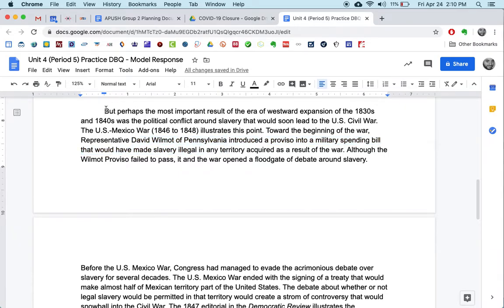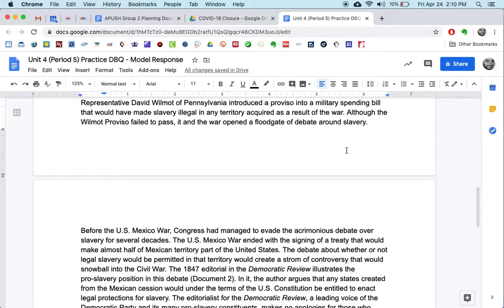Perhaps the most important result of the era of westward expansion in the 1830s and 1840s was the political conflict around slavery that would soon lead to the U.S. Civil War. The U.S.-Mexico War illustrates this point. Toward the beginning of the war, Representative David Wilmot of Pennsylvania introduced a proviso into a military spending bill that would have made slavery illegal in any territory acquired as a result of the war. Although the Wilmot Proviso failed to pass, it and the war opened a floodgate of debate around slavery.